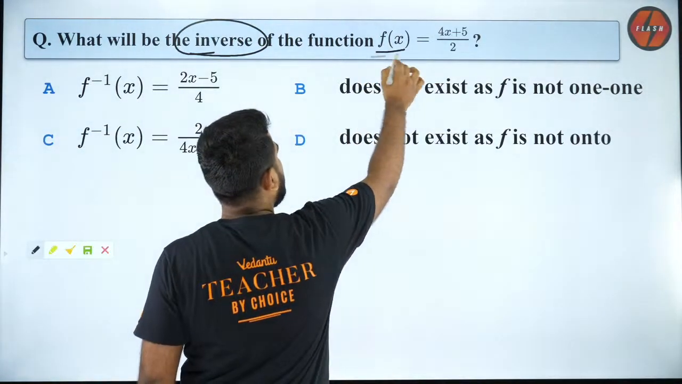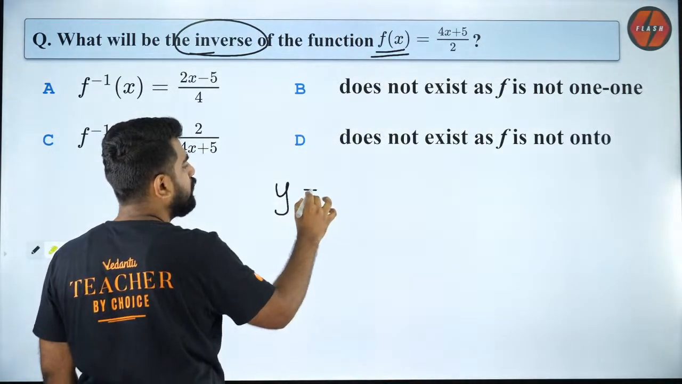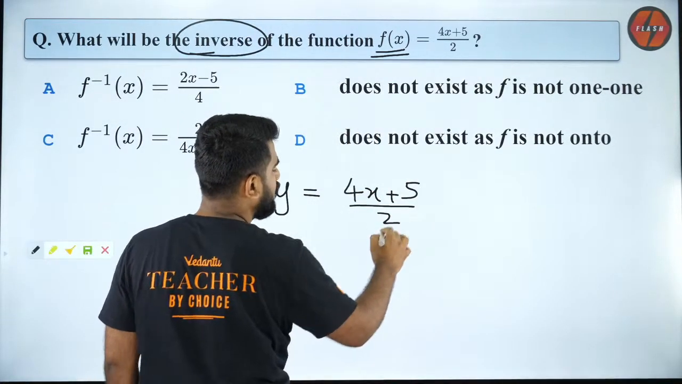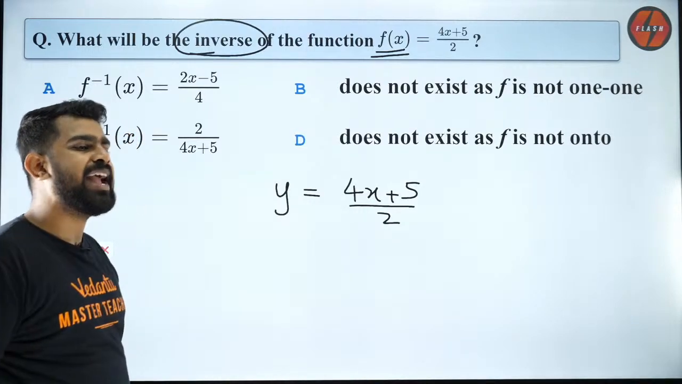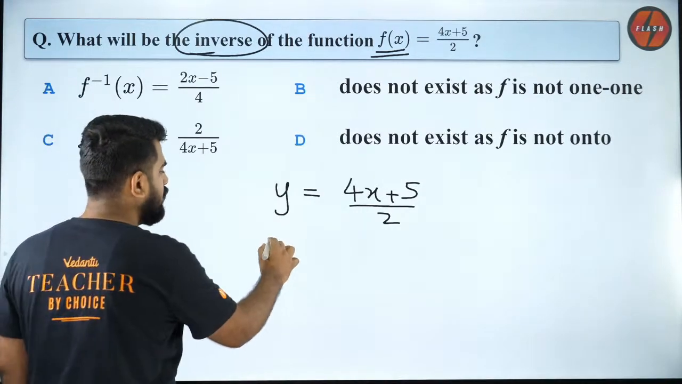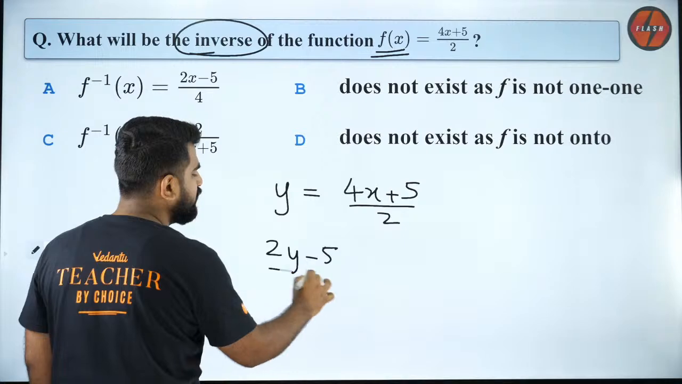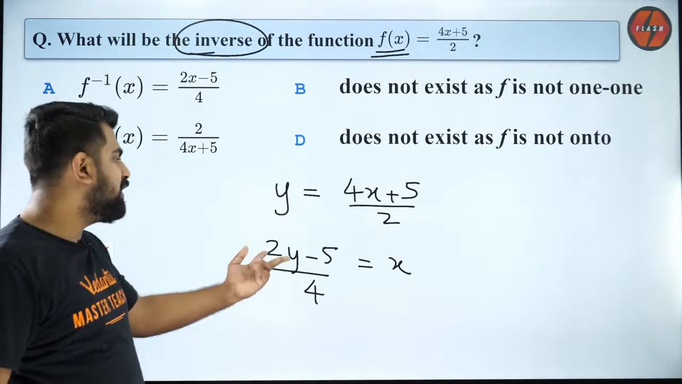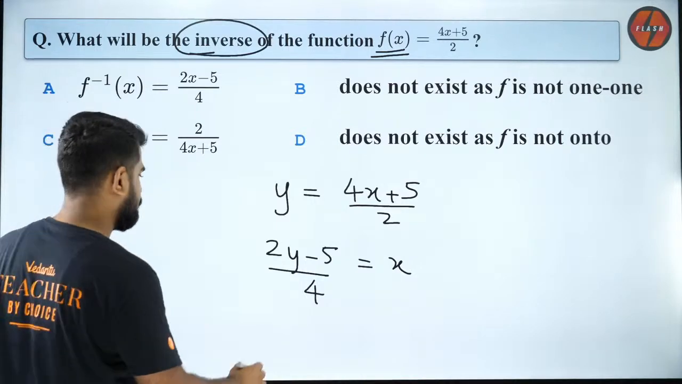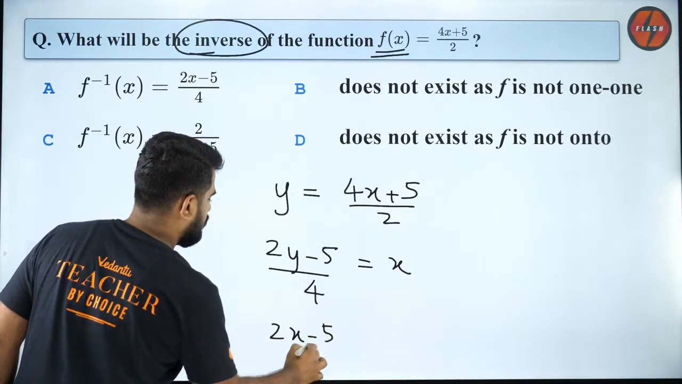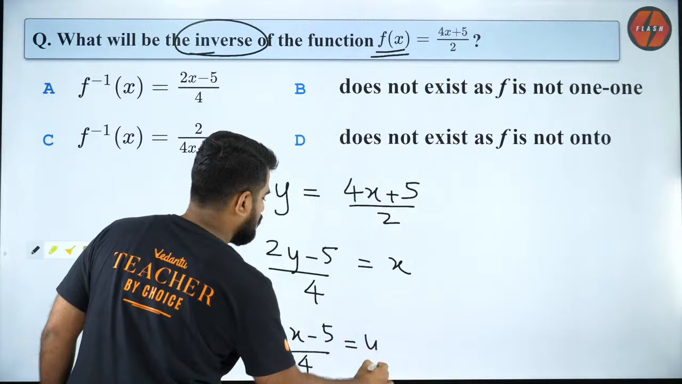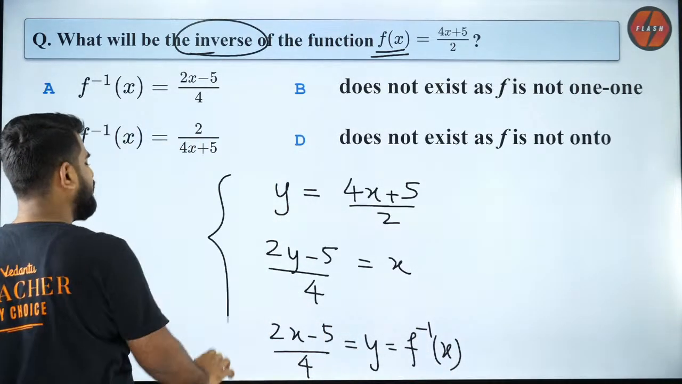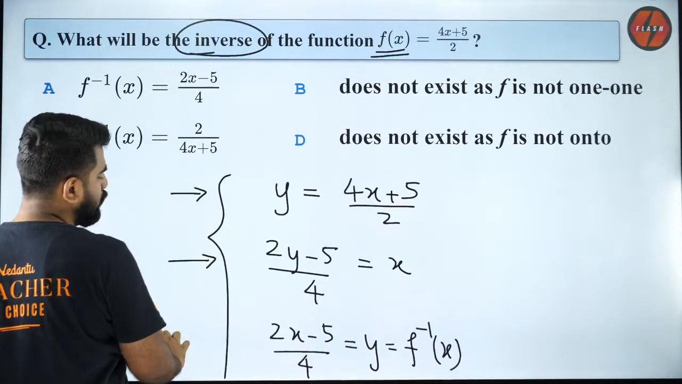First, what I'll do is, I will write f of x as y. So y is equal to 4x plus 5 by 2. Now what I'll do is, I will get x in terms of y. If I get x in terms of y, don't you think it will be like this? Now what I'll do is I will interchange x and y. So that is your F inverse. As simple as that. So keep in mind these three steps. Step 1, step 2, step 3.